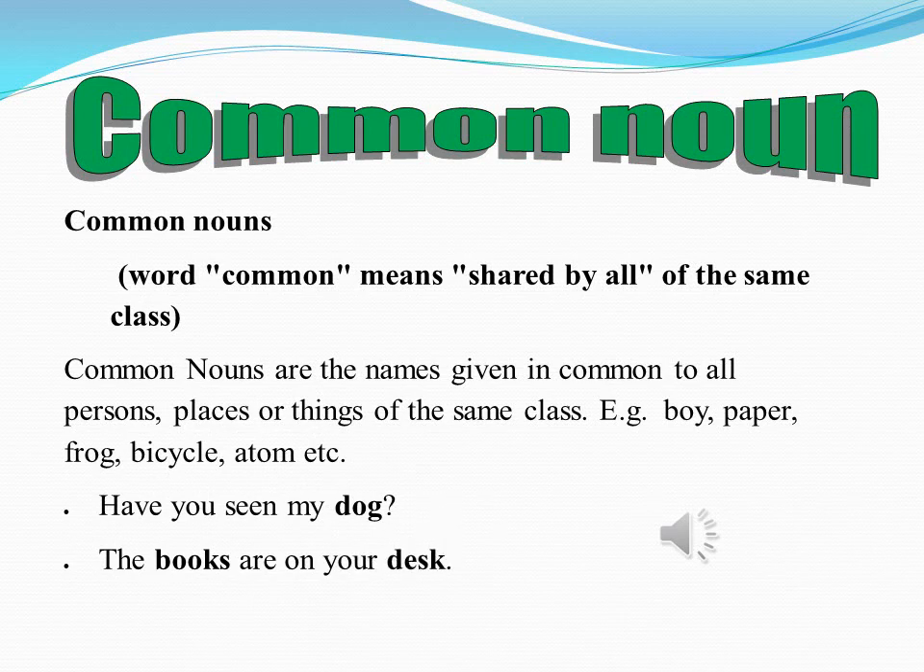Common noun. Word common means shared by all of the same class. Common nouns are the names given in common to all persons, places or things of the same class. For example, boy, paper, frog, bicycle, atom, etc. Have you seen my dog? The books are on your desk.